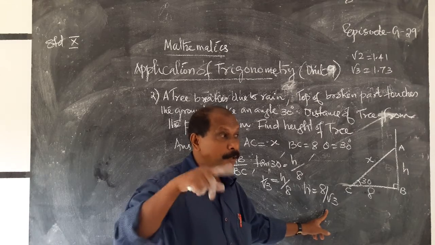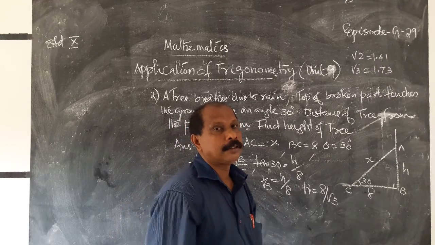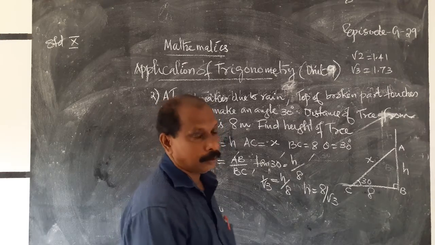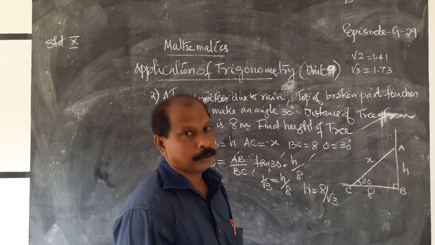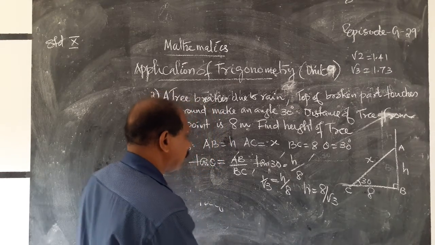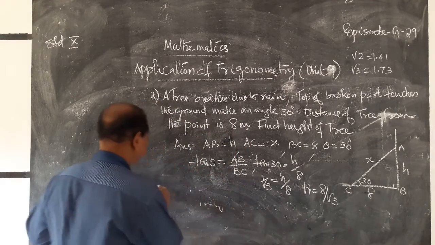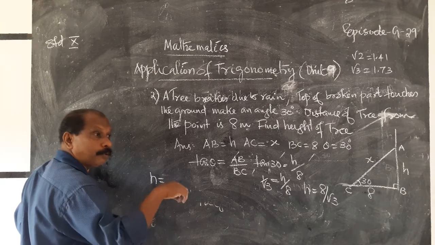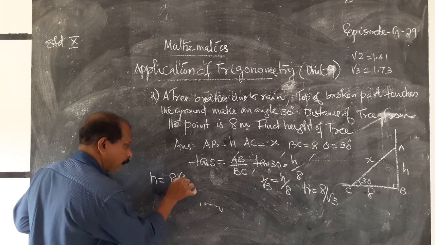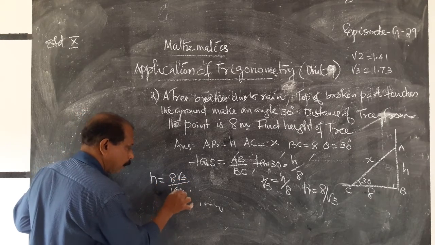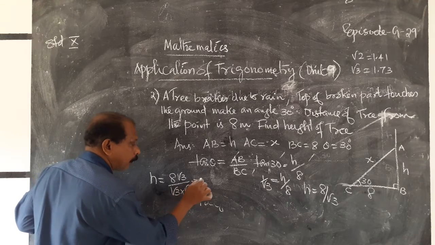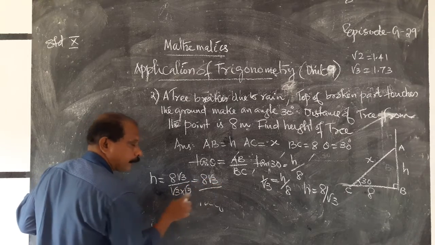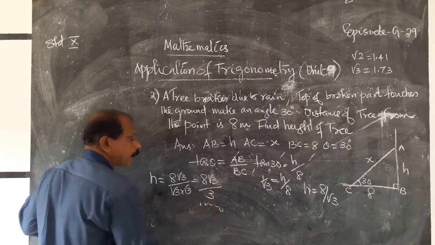Therefore, we rationalize the denominator, that is in the 9th standard, rationalization of the denominator using the identity. We can multiply the numerator and denominator by root 3. That is 8 root 3 by what? Root 3 into root 3 is 3. That is h.